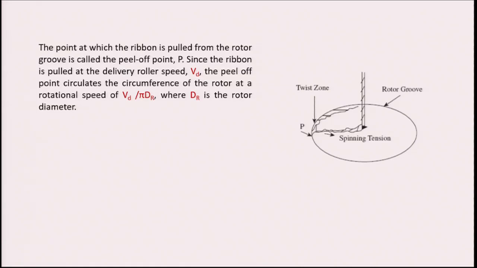Now, if you look at it, the doffing tube is there in the middle. This gives the top view, for example, of the rotor. The fibers are collecting at the rotor groove, which is on the edges, and as we pull the yarn through the doffing tube, the fibers that are collected on the circumference, on the edges or the grooves of the rotor, are going to be peeled off from the point P, which is shown here. That point is called the peel off point. The point P, which is shown there on the circumference of the rotor, is the peel off point.